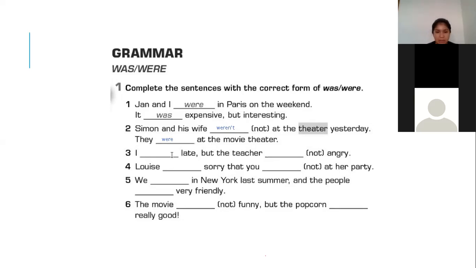at the movie theater. Okay, I'm going to ask you guys to check the rest of the sentences from 3 to 6, answer them, and then we're going to share your answers, okay? Please take notes of these exercises because we are going to upload them as evidence, and this is for you to practice for Thursday's exam, okay?